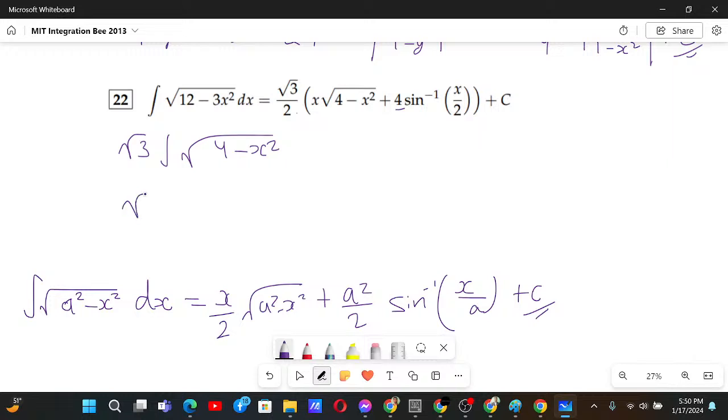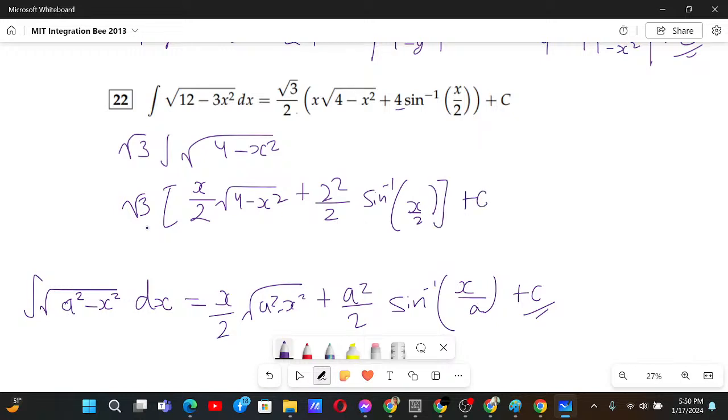Now, root 3 times x by 2 root under 4 minus x square plus a square, a is 2, so a square by 2 sine inverse x by 2 plus c. Now by 2 is taken common, so we will have root 3 by 2 times x root 4 minus x square plus 4 sine inverse x by a plus c. That's the answer. Let's go to the next problem.